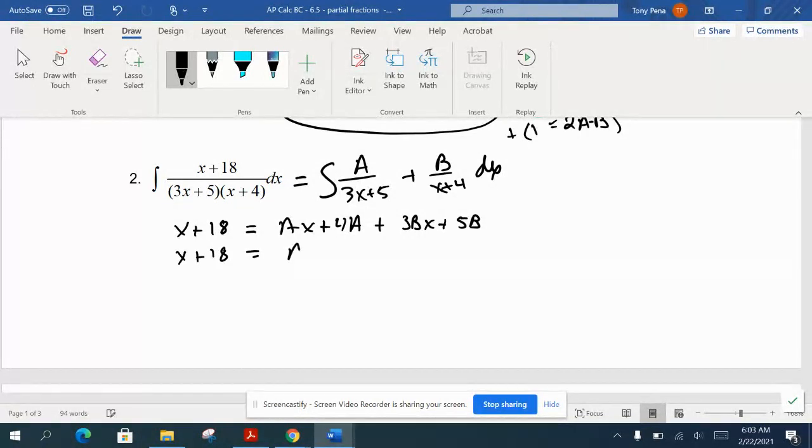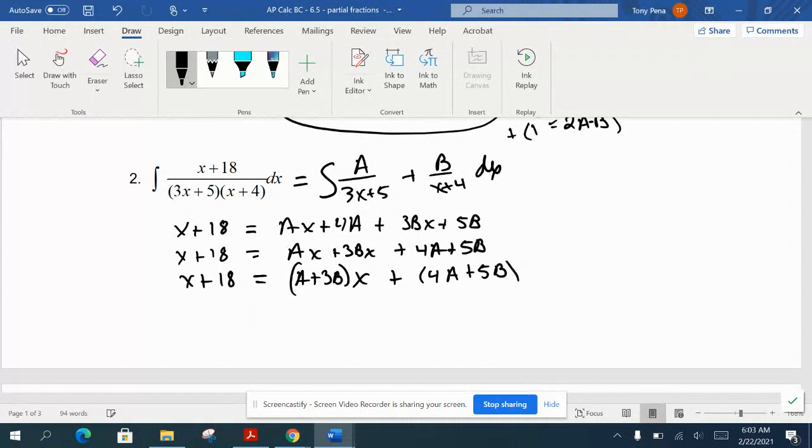This is the step. If you don't want to write these and just factor them right away, feel free, but I do like showing them in order. And then in this next step is when I factor them out. So we get A plus 3B. That's our coefficient for the x on the right-hand side. And then the 4A plus 5B is our constants on the right-hand side. So in this case, 1 has to equal A plus 3B. 18 is going to equal the 4A plus 5B.